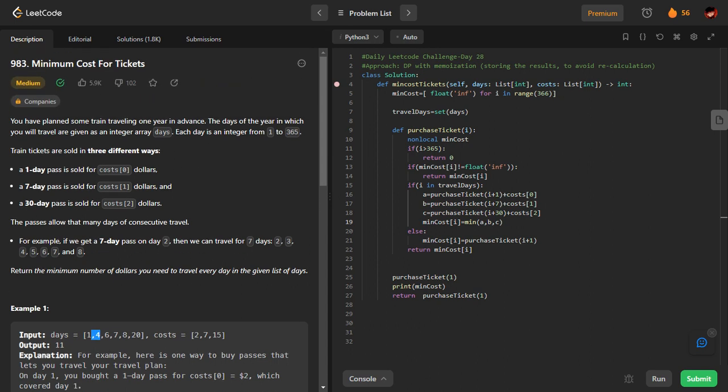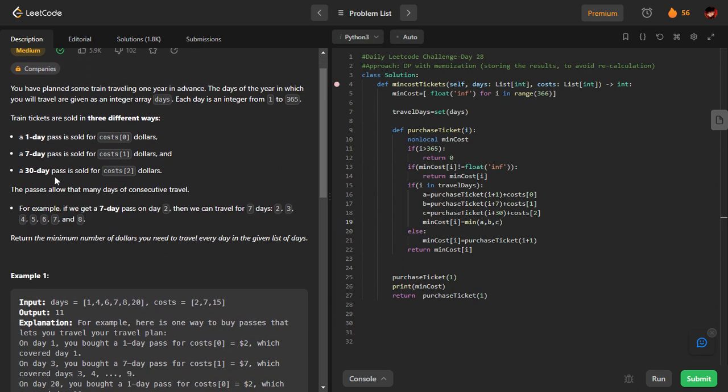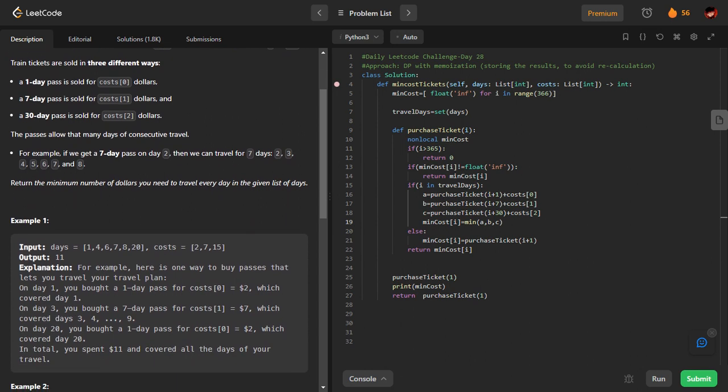If you have planned some train traveling one year in advance, the days of the year in which you will travel are given. So this is what I explained to you. Train tickets you have to buy in three different ways. If you buy for a 30-day period, for the next 30 days you don't have to pay anything. If you buy for a 7-day period, for the next 7 days you don't have to pay anything, right? The option for one day also. That means for today you don't need to pay anything. You can do whatever travel you want.